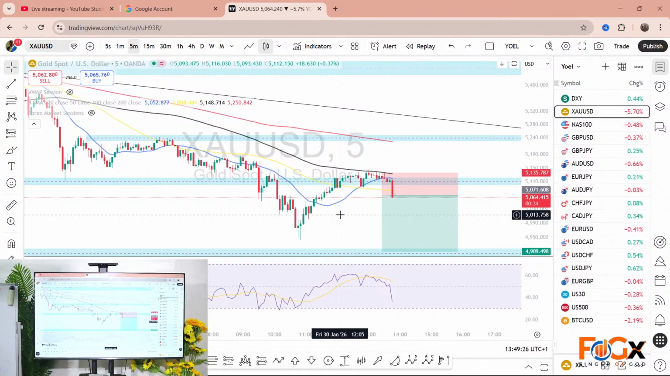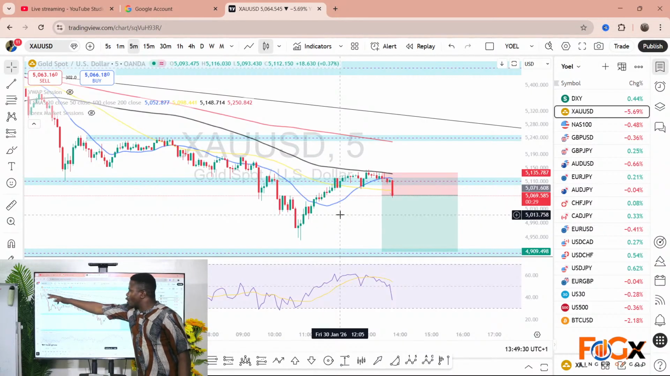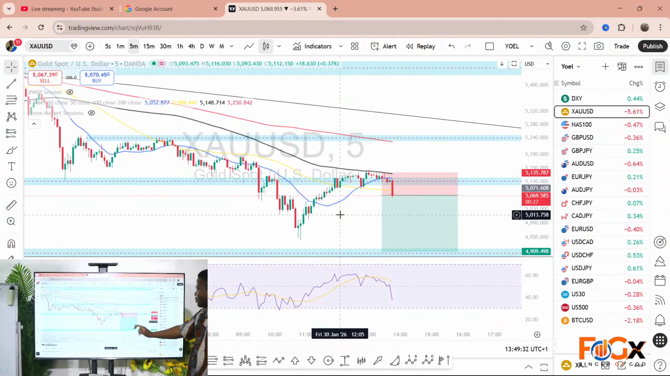Why am I selling? You rejected at that place. A continuation of short-term sell. Price is below all the moving averages. Then it gave me a strong bearish candlestick pattern. Are we following now? A strong bearish candlestick pattern. So that's the reason I'm selling.